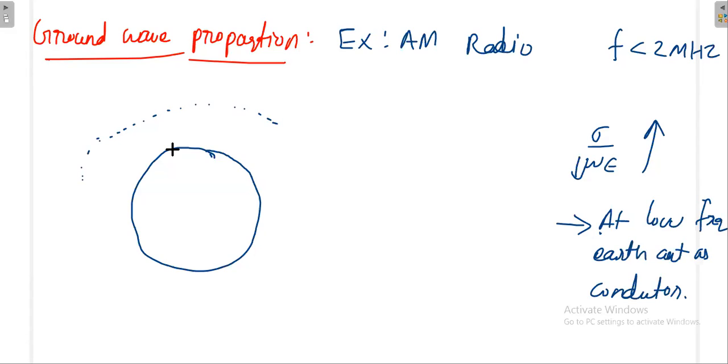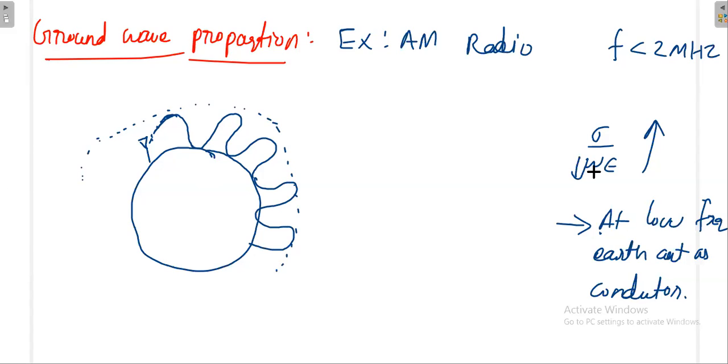Now what happens? You have some transmitter. The wave is going and then it is reflected by this layer. You should also know the nature of this layer, because if the wave simply escapes, then we cannot do anything. Then it comes here, and since the earth is like a conductor, it goes on the surface of the earth very easily. It goes around the surface of the earth. This is the concept of ground wave propagation. It is also called surface wave because it is going on the surface of the earth.